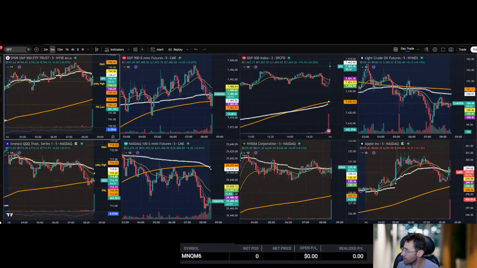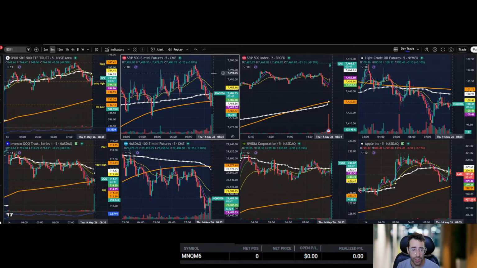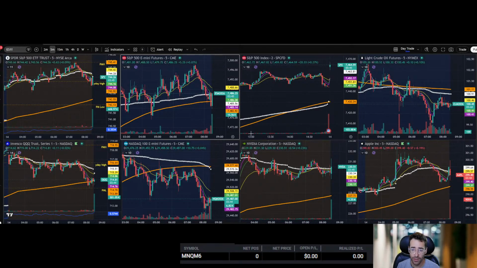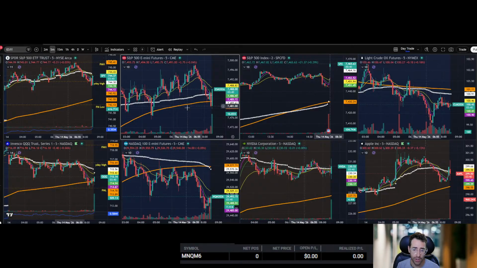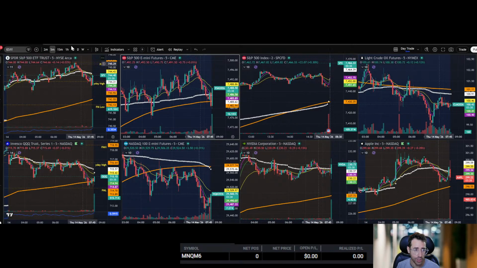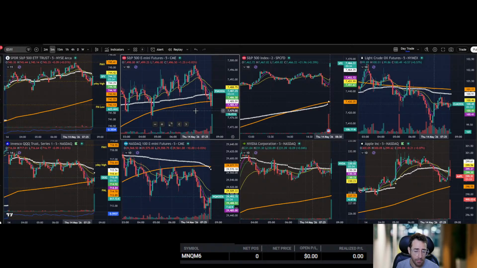So the software this right here is called TradingView, and this is the software you use to chart with. This is how you look at all your charts and stuff. It's basically the main thing to use.